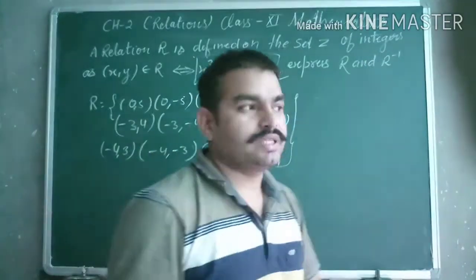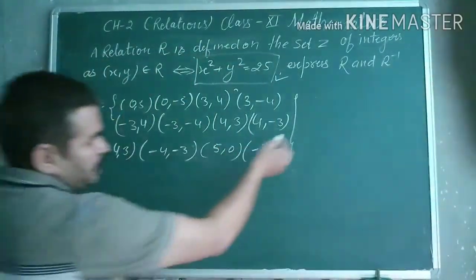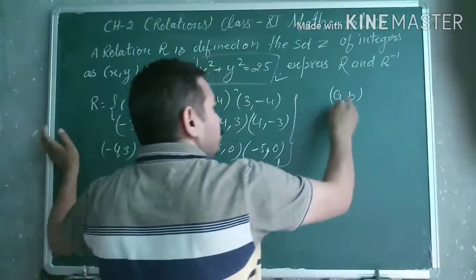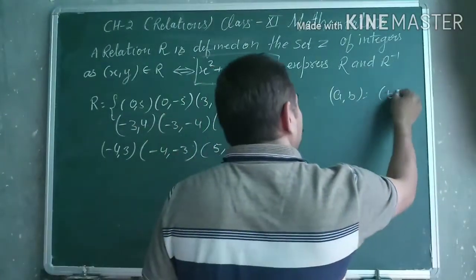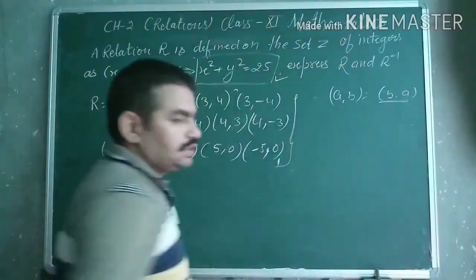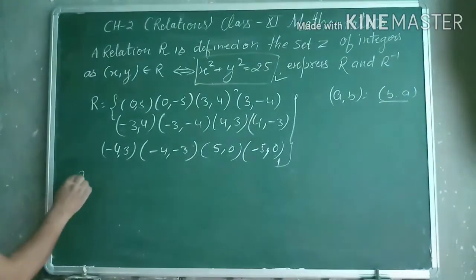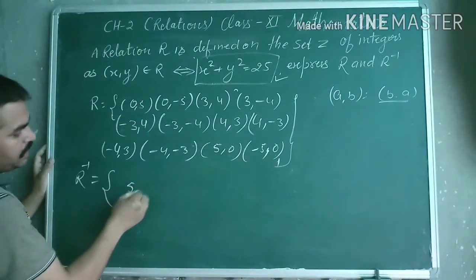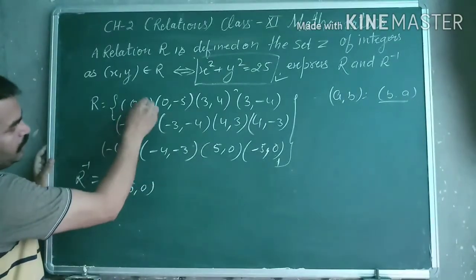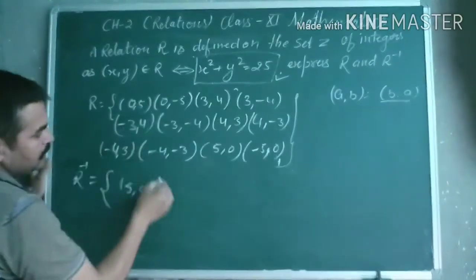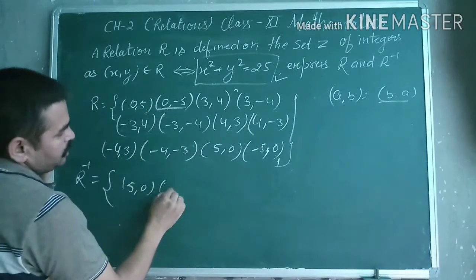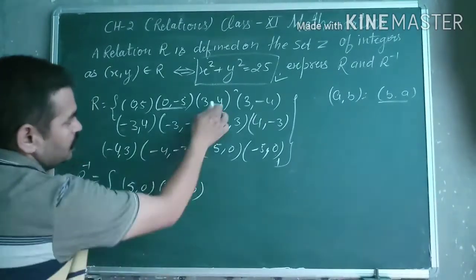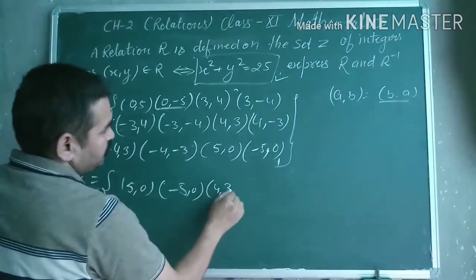R inverse means what? Whatever ordered pair (A, B) we had, we convert it into (B, A). That is the R inverse. So R inverse can be: (0, 5) can be changed to (5, 0), (0, -5) can be changed to (-5, 0), and (4, -4) becomes (-4, 4).